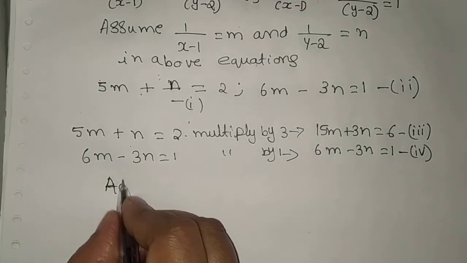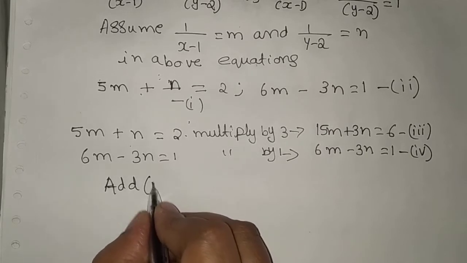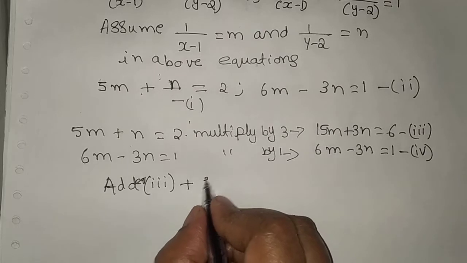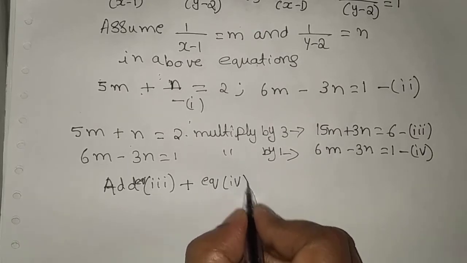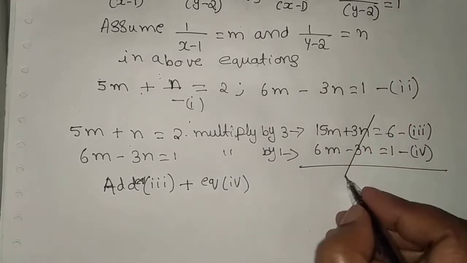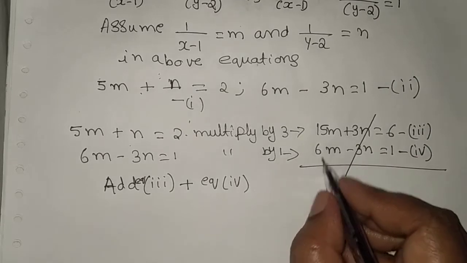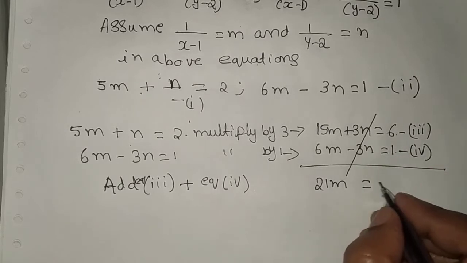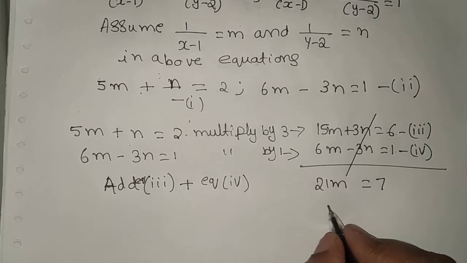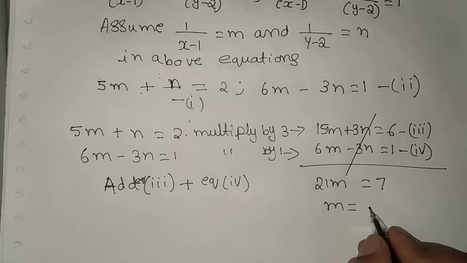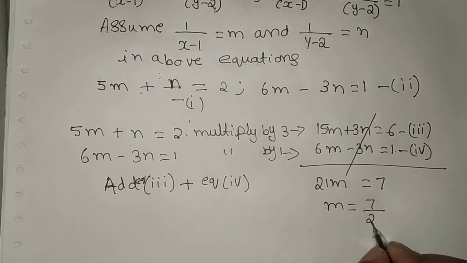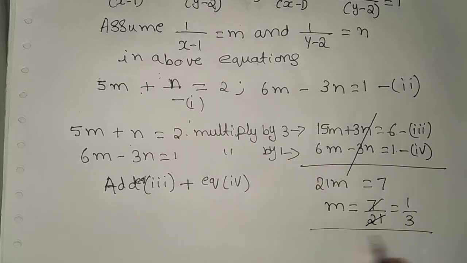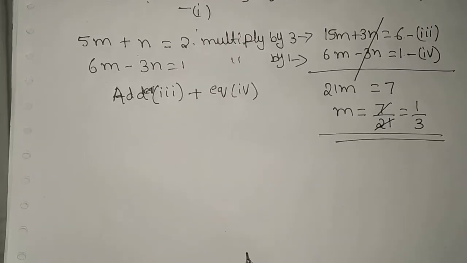So now add equation 3 plus equation 4. So we'll see what happens here. These things cancel. So add these two, we'll get 21m is equal to, add this, we'll get 7. So m is equal to 7 by 21. 7 ones are 7, 7 threes are 21. So m is 1 by 3. So we got m from this.